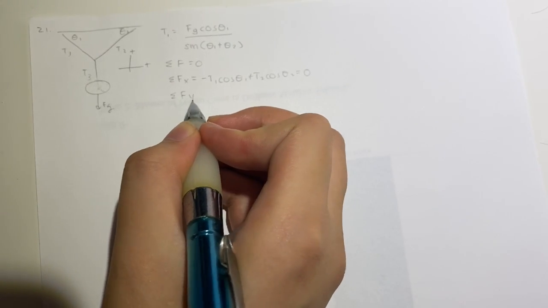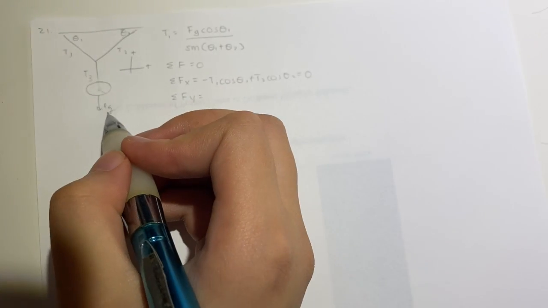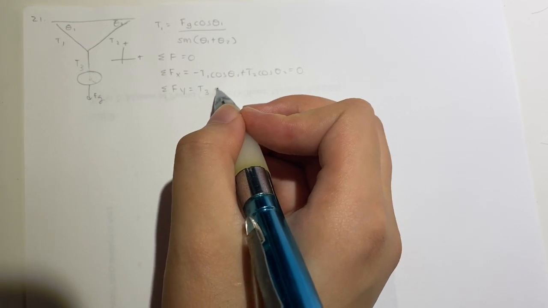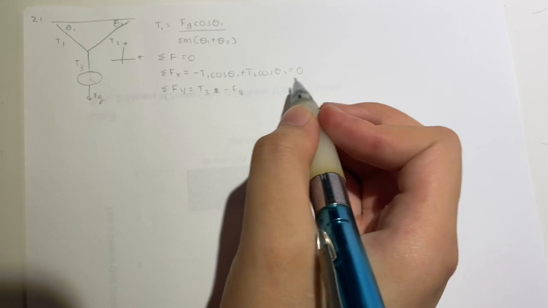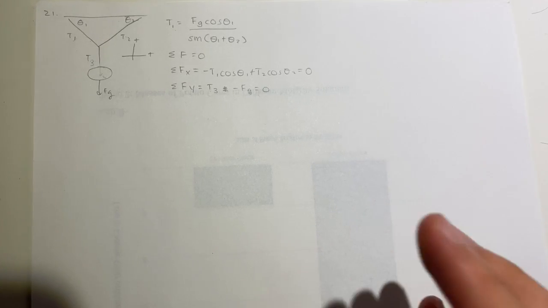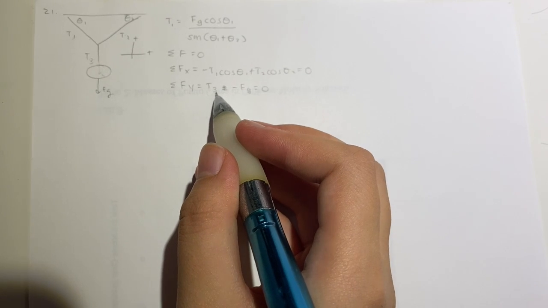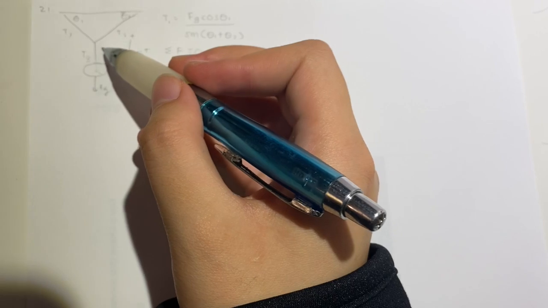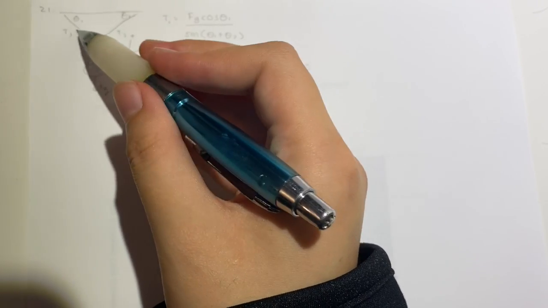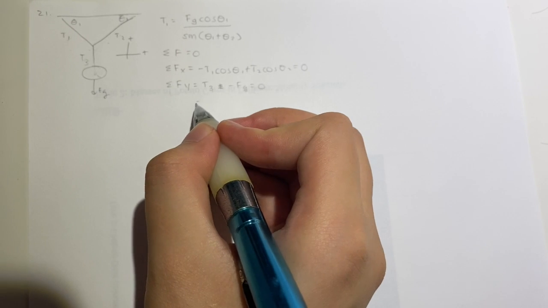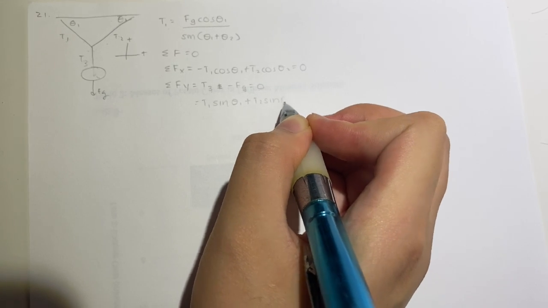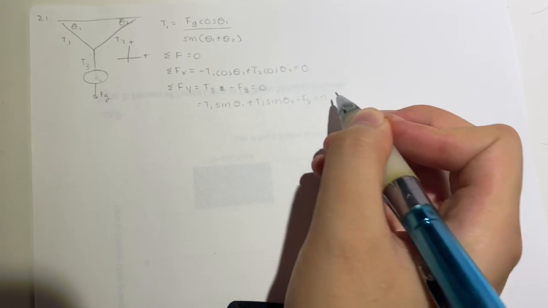In the y direction, we can do a similar thing. We know that the sum of the forces is going to be T3 minus F_g, which is again going to be equal to 0. Now we want to solve for T3 in order to simplify this y equation further. This tension in this rope right here is going to be equal to the vertical components of the tension in these two strings, so we get tension 1 sine theta 1 plus tension 2 sine theta 2 minus F_g equals 0.